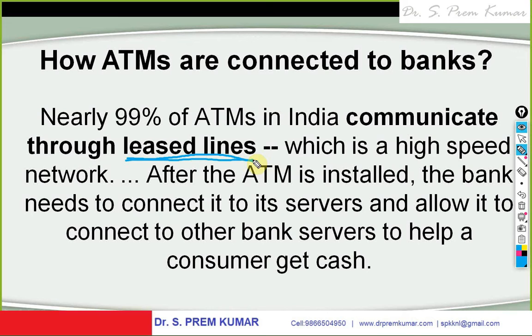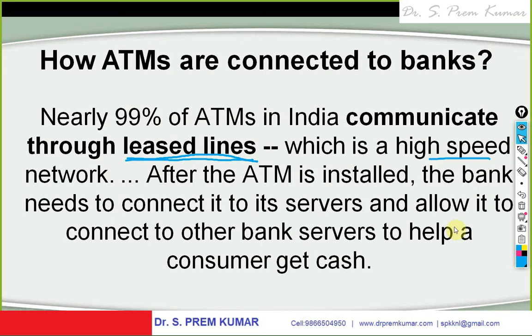At an ATM machine, we do all sorts of money transactions. They are very important, critical transactions. The transaction speed is very important. In order to maintain speed, specialized internet lines called leased lines are used, which are high speed networking. After the ATM is installed, the bank needs to connect to its service and allow it to connect to the other bank services to help a consumer get the cash.